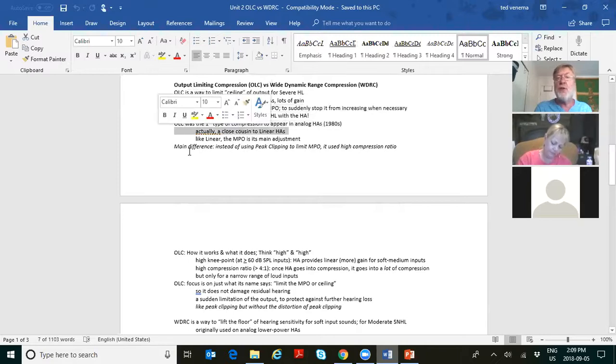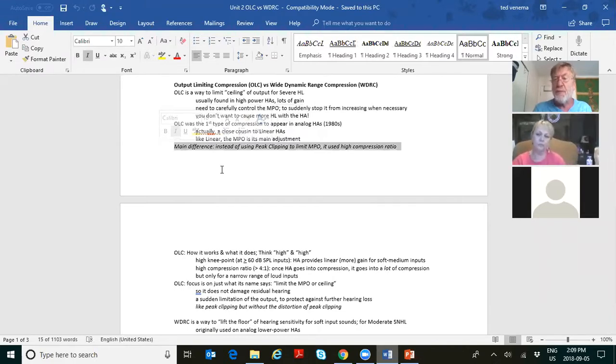Actually, it's like a close cousin to linear hearing aids. It's a lot like linear hearing aids. The MPO is its main adjustment. The main difference is that instead of using peak clipping to limit the MPO, it used high compression ratios.